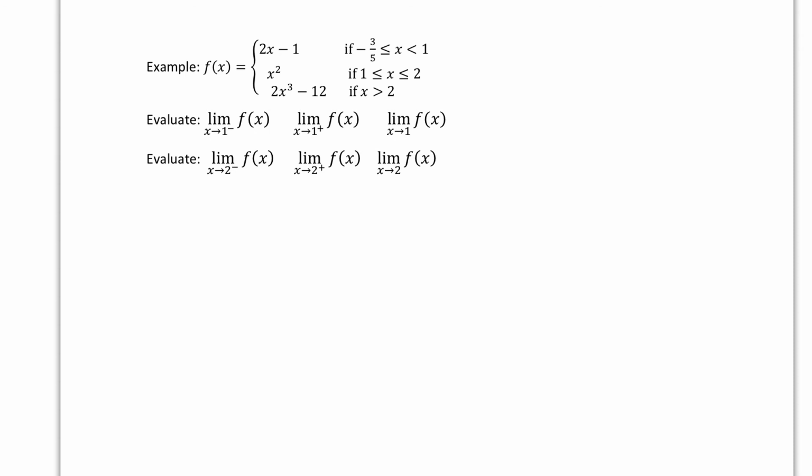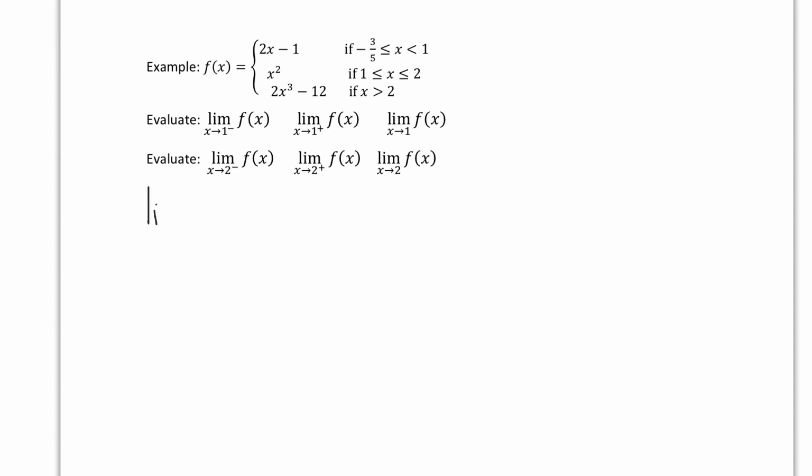Let's try a more complicated piecewise function. In this case, we have 3 pieces. And what we're going to do is evaluate the limit as x approaches 1 from the left, 1 from the right, and 1 overall, 2 from the left, 2 from the right, and 2 overall. So let's go ahead and start with the 1.